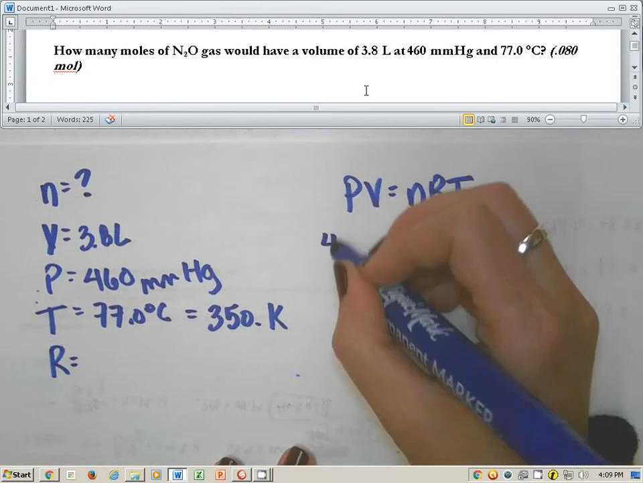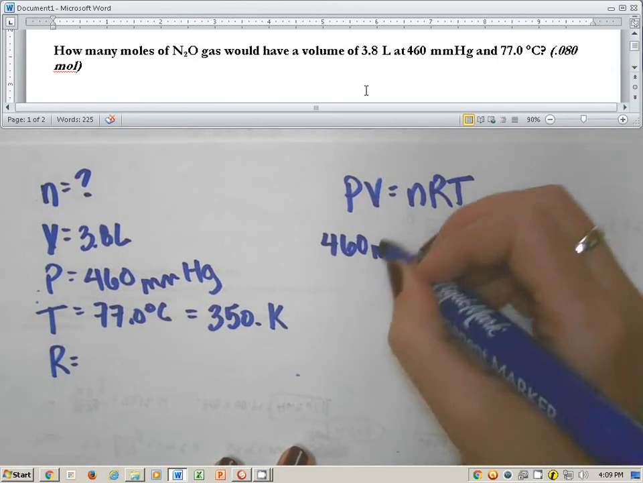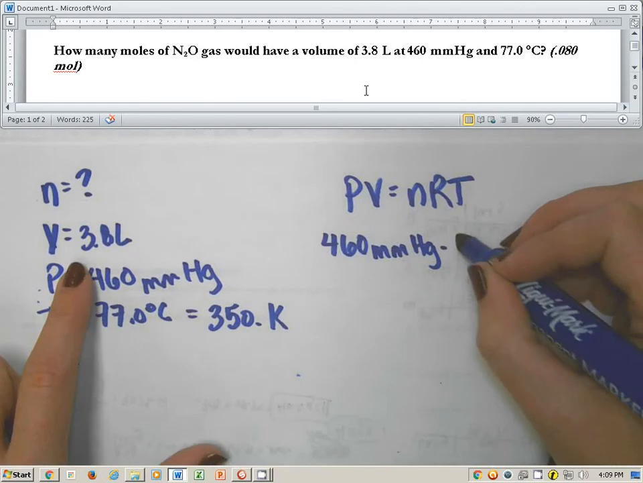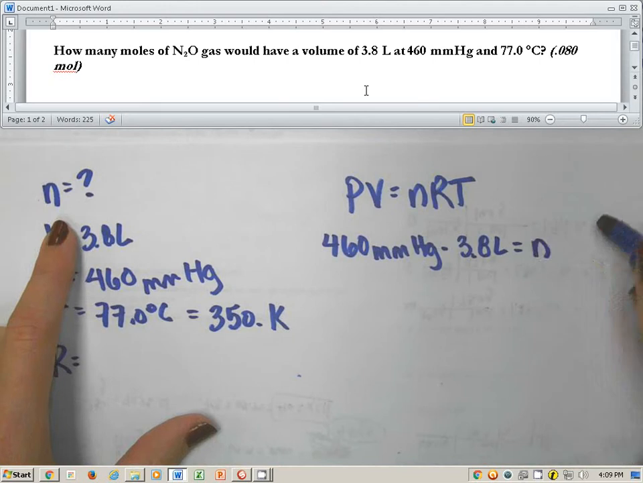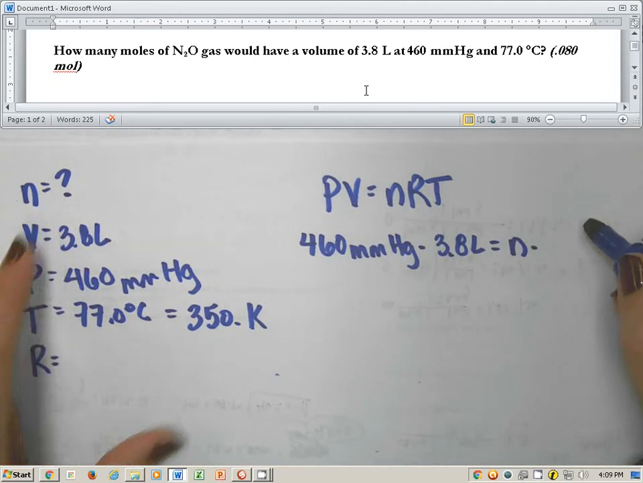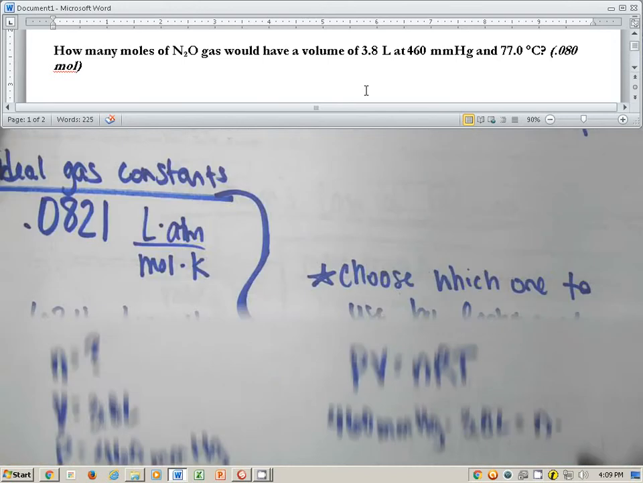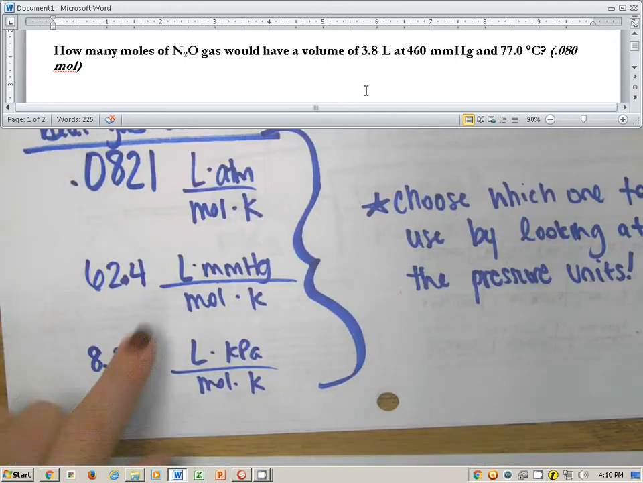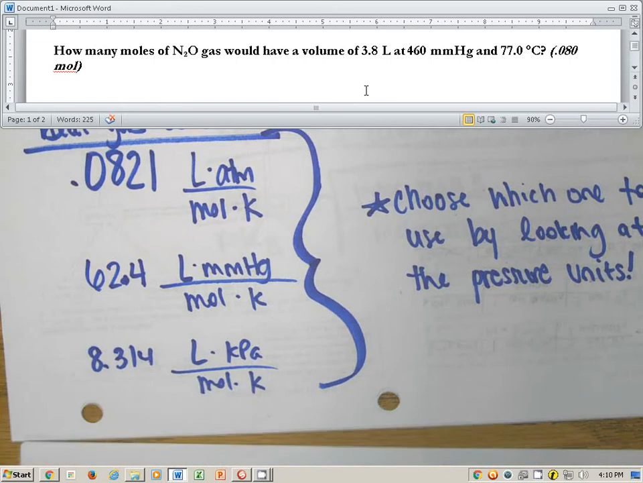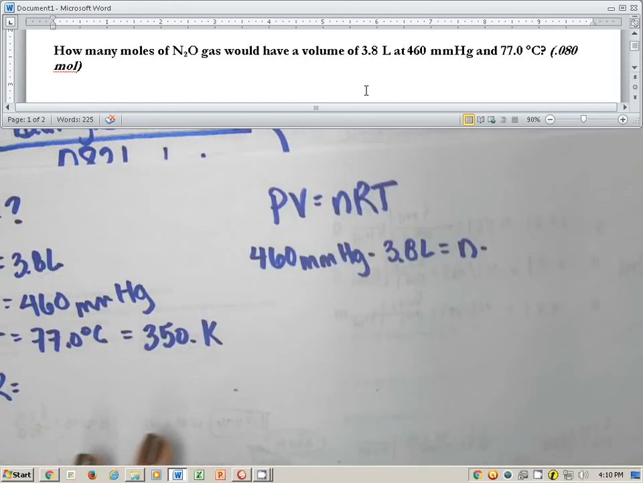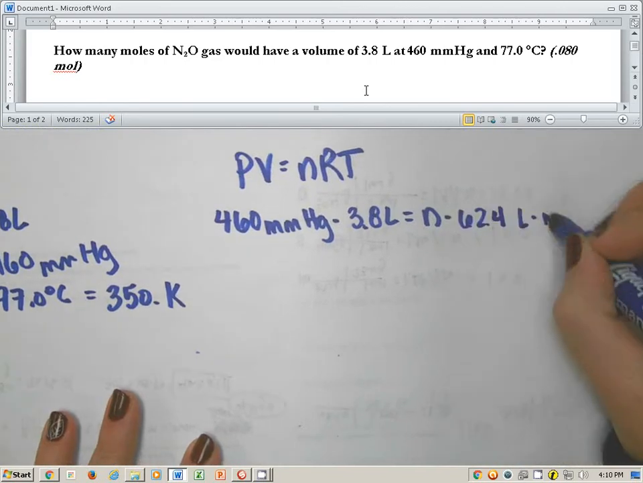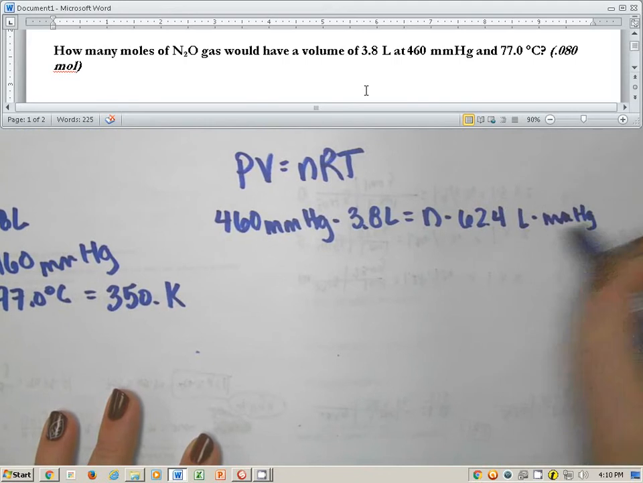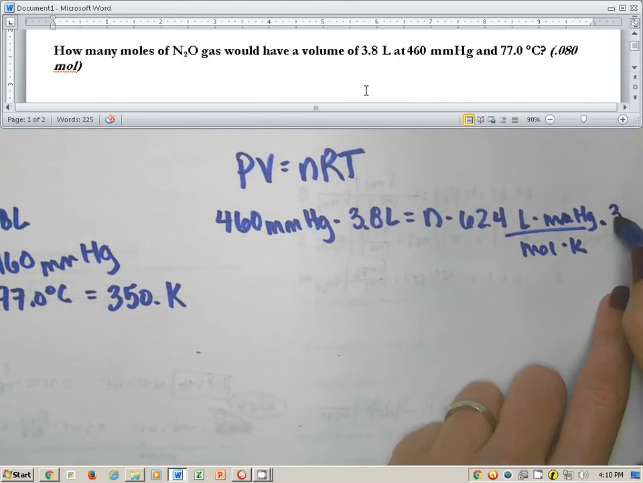So I'm going to plug in 460 millimeters of mercury times a volume of 3.8 liters equals n, which is what I'm hunting for, times my R. Okay, well, here's my list from before. I'm using millimeters of mercury, so I need the 62.4. I'm just simply looking at it off of a list. So I've got 62.4 liters times millimeters of mercury over moles times Kelvin. And that's going to be multiplied by 350 Kelvin.